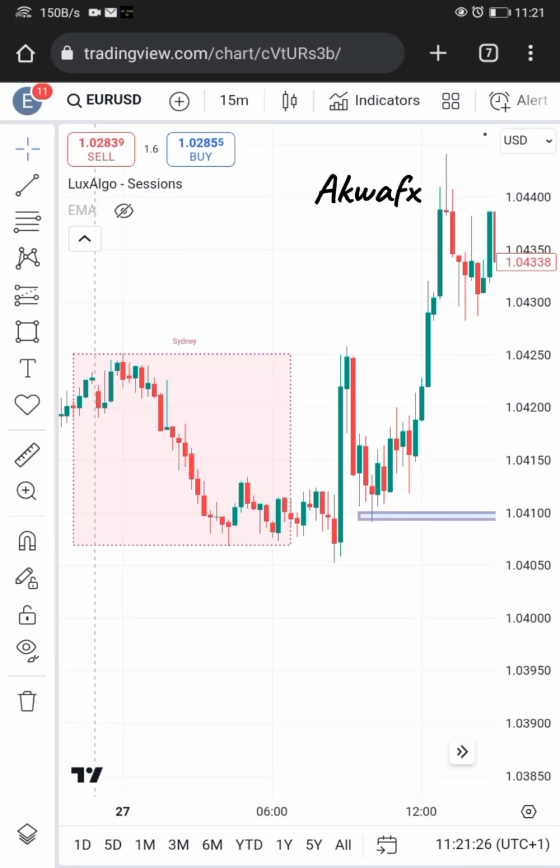So let's get straight to the point. This 2025, I think everybody should stick to their rule when it comes to trading.